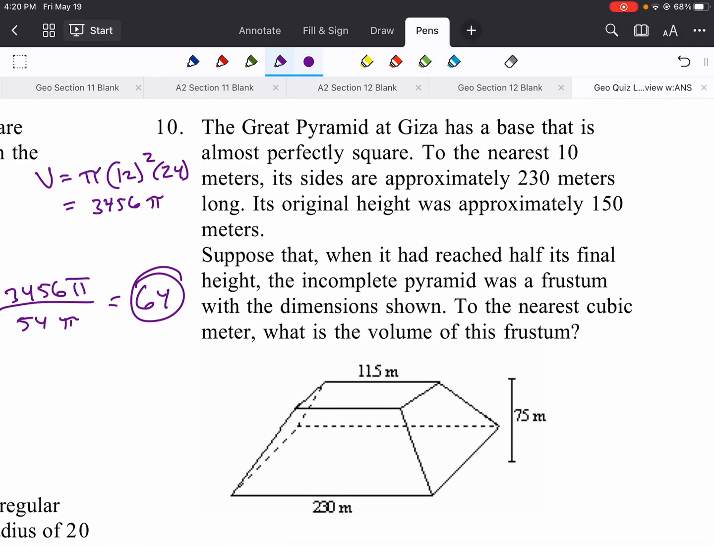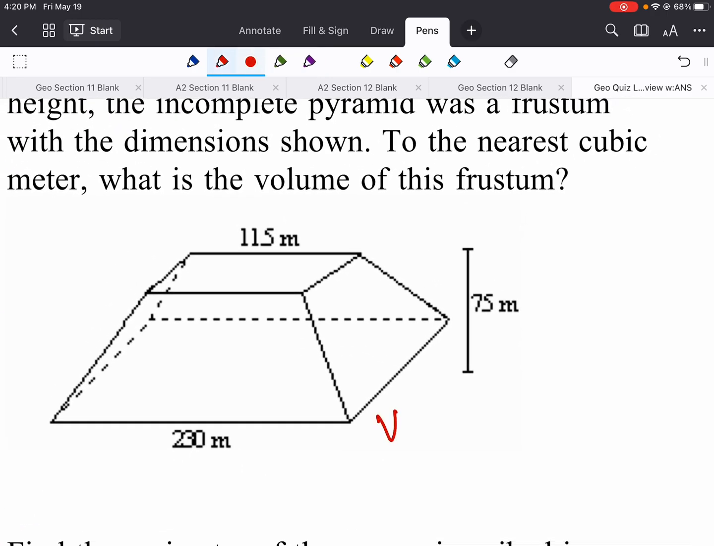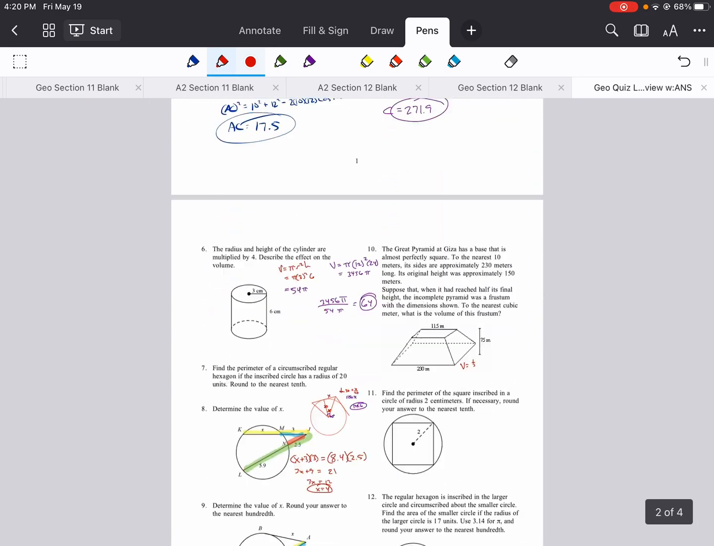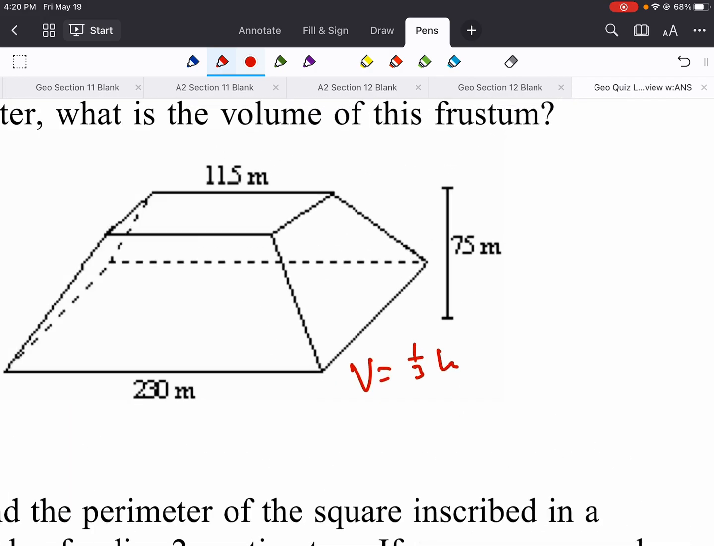This looks like another one of these frustum problems. Okay, the Great Pyramid at Giza has a base, and so on. Who cares? It's given us everything we need. Just use the formula. So V equals 1 third. If you don't know how to do this, please reference the one I did, number 2, because it does the frustum formula. All right, so this is height times base 1 plus, and then base 2 over here, and then the geometric mean in the middle.